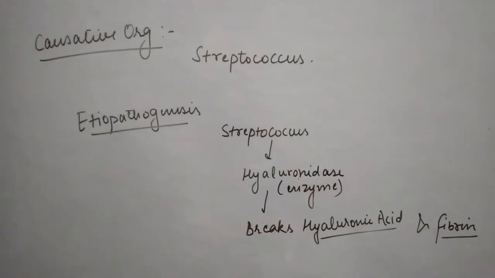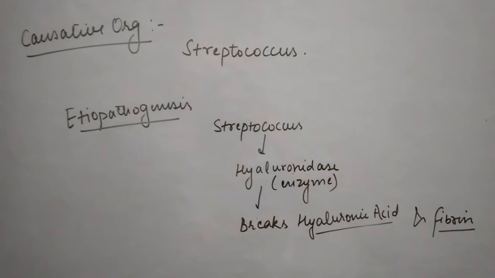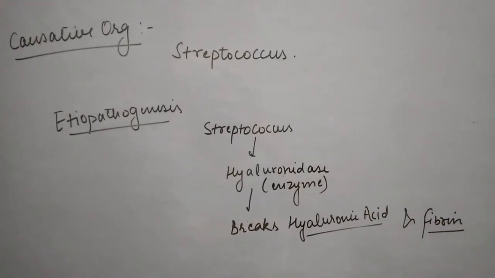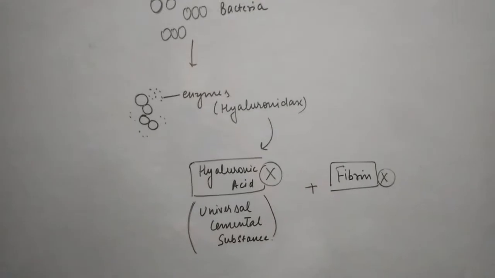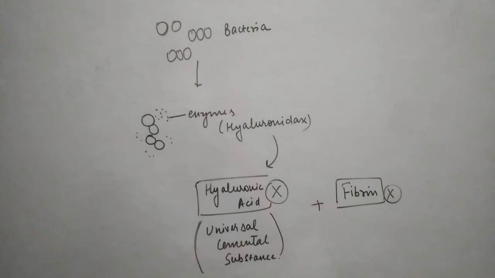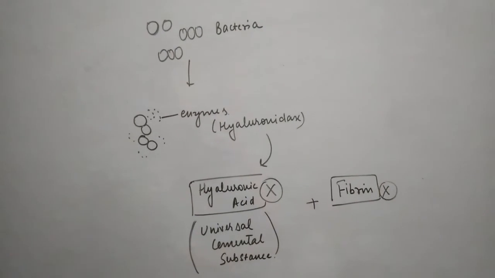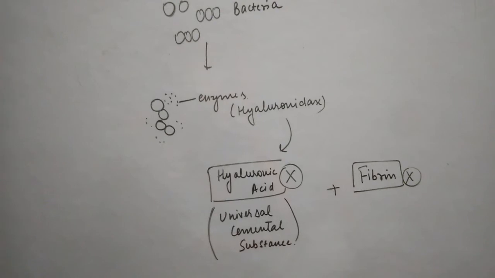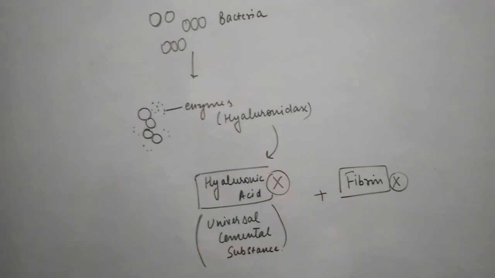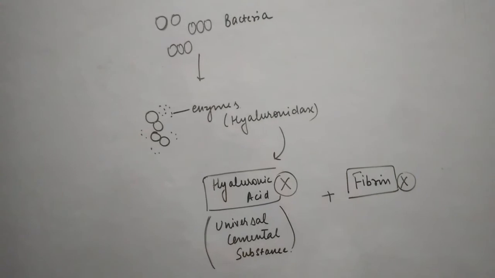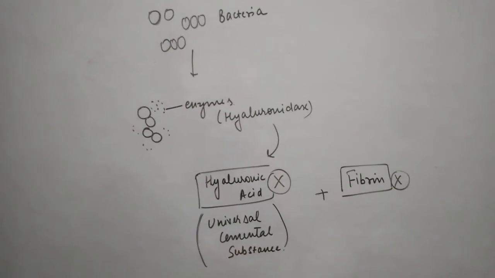If we see the causative organism, it's Streptococcus, and if we see the etiopathogenesis behind this, the Streptococcus releases an enzyme called hyaluronidase. Now this hyaluronidase enzyme breaks the hyaluronic acid and fibrin. As you can see, these are the bacteria, Streptococci. These are cocci in shape, and they release enzymes like hyaluronidase. These enzymes break the hyaluronic acid, which is a universal cemental substance. So the cemental substance which acts between many things, this enzyme breaks that, as well as the fibrins.